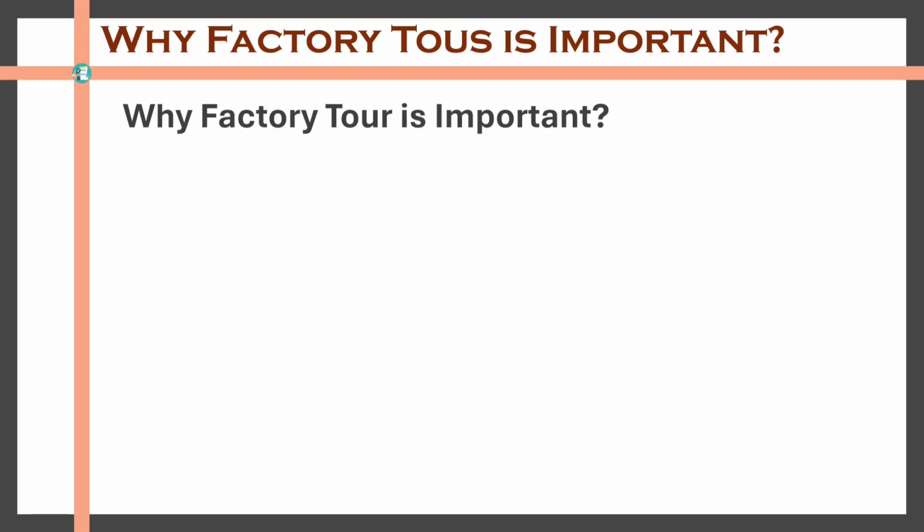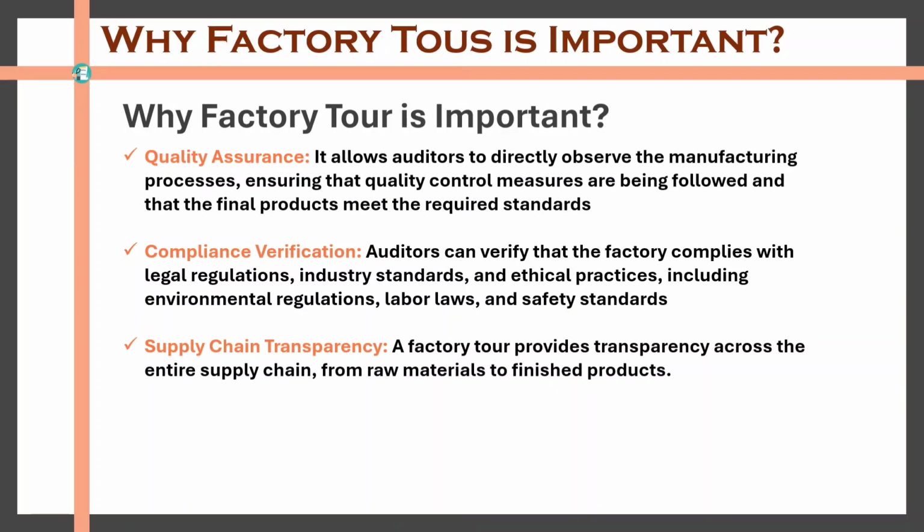Next, why is factory tour important? Let's discuss one by one. Quality assurance: it allows the auditor to directly observe the manufacturing processes, ensuring that quality control measures are being followed and that the final product meets the required standards.